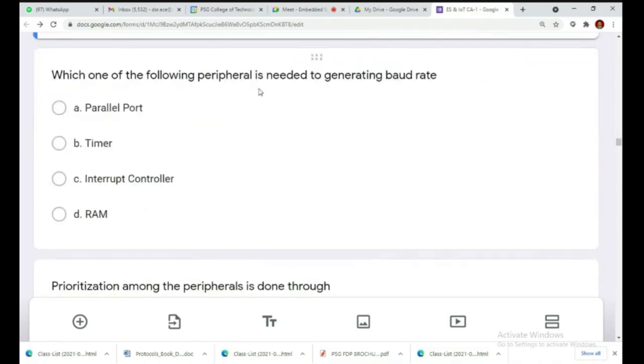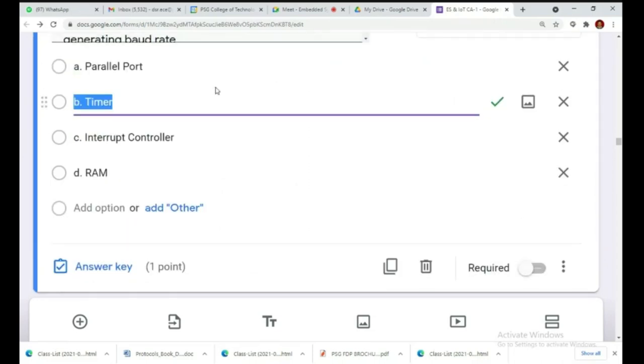Okay, so which one of the following peripherals is needed to generate baud rate? Timer is used to generate baud rate. We know very well in 8051, timer 1 in 8-bit auto reload mode is used for generating the baud rate for any serial communication. Hence, it's very clear that timer is the device which is used to produce baud rate.